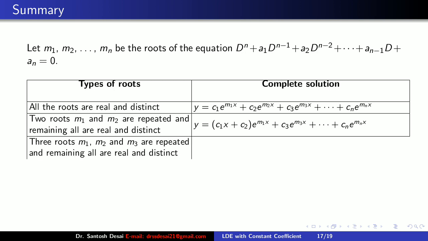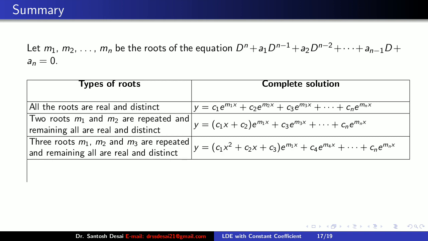Now again, instead of 2, if 3 roots are repeated and remaining all are again real and distinct, then the complete solution is, in this case, we use the term (c1x² + c2x + c3) e^(m1x) + c4 e^(m4x) + and so on + cn e^(mnx).